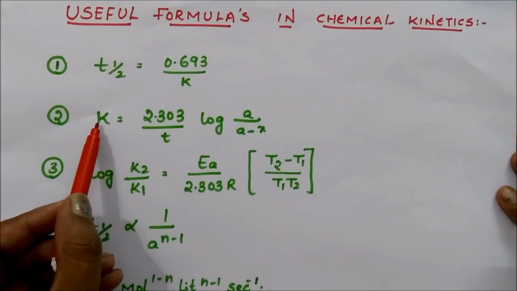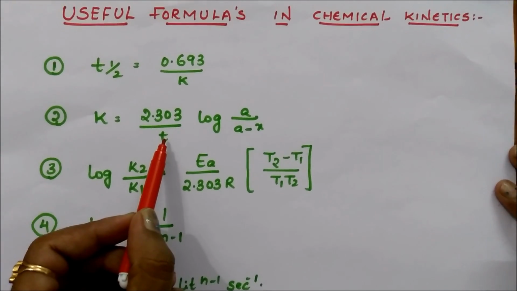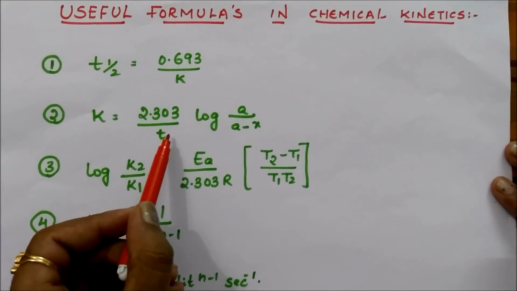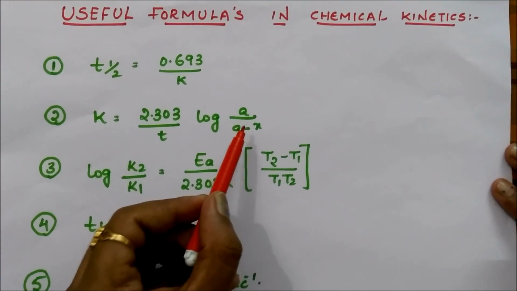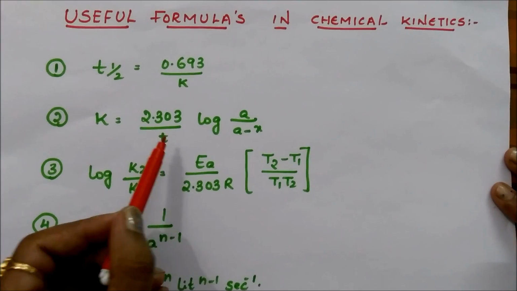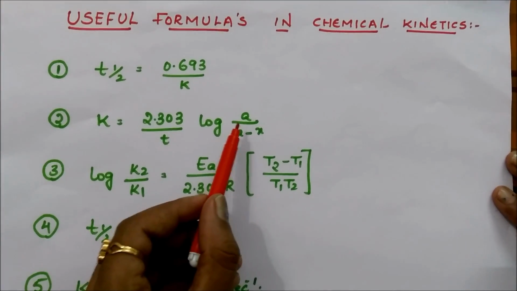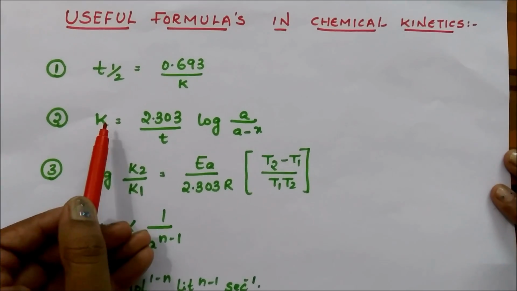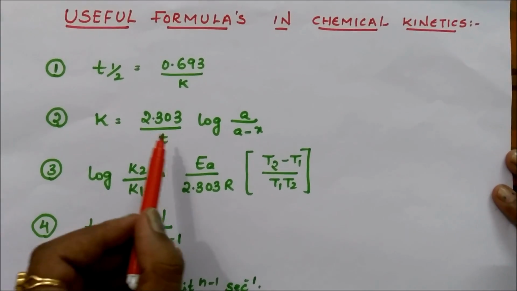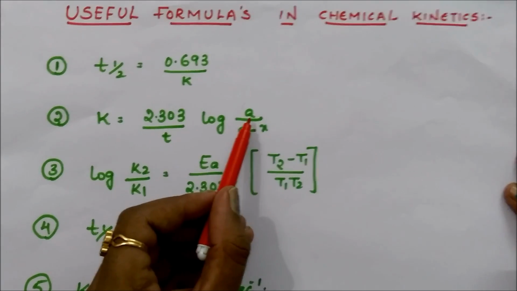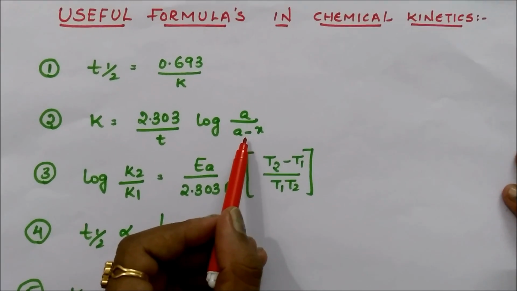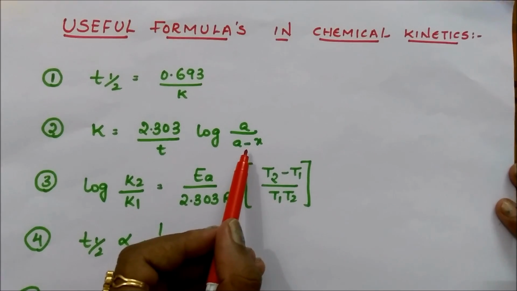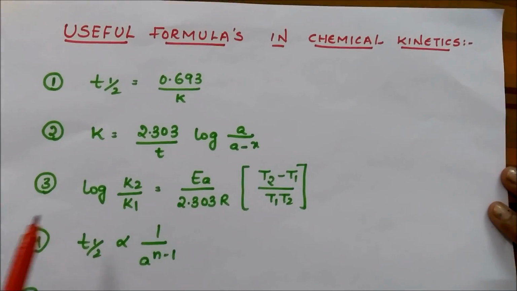They give sometimes K and they ask you to find the time. Just substitute, and they'll give the concentration also. Sometimes they ask the time, they give the K and the initial and final concentrations. Substitute, you will get the K. Sometimes they give K and T and initial concentration. They ask you to find the amount of substance left after the reaction.